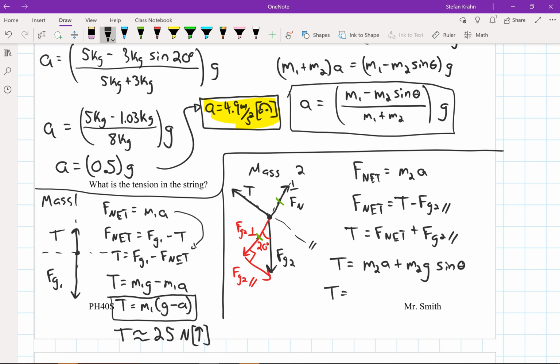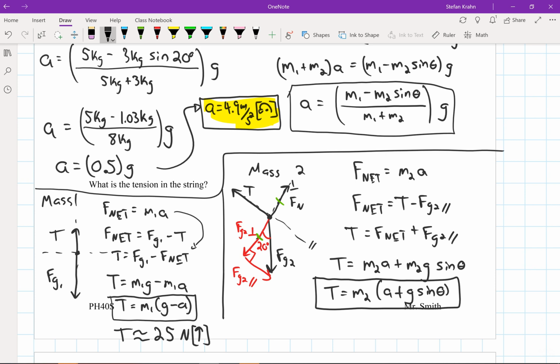And here, when I factor out my mass, I'm going to get the acceleration of the system plus g times the sine of my angle. And this is an equation that you can use to solve for tension on an inclined Atwood machine. Again, Mr. Smith's worksheet, thank you so much. Little shout out to him.